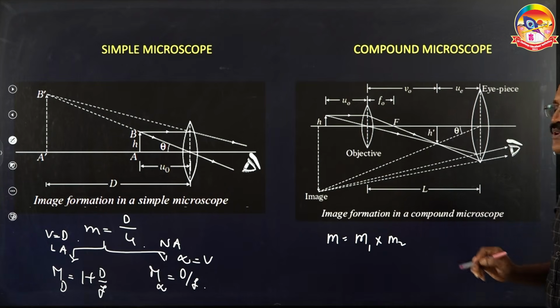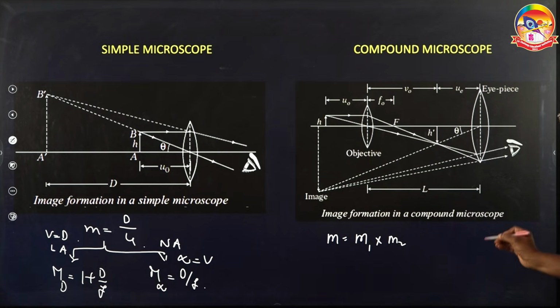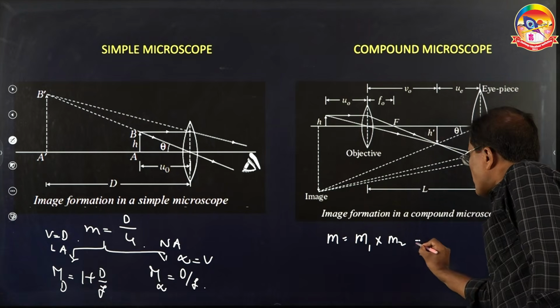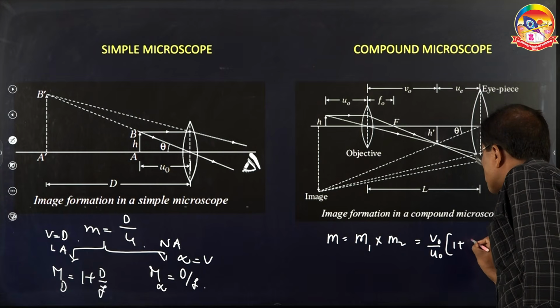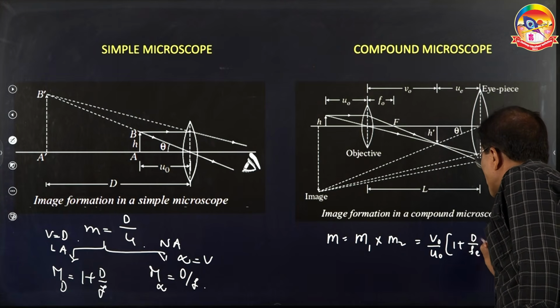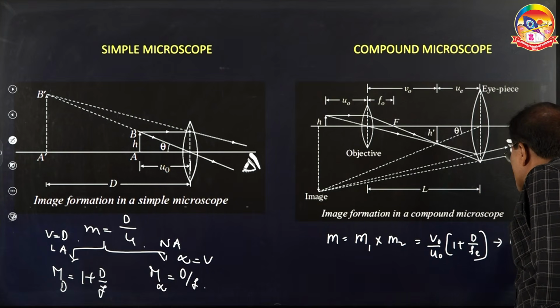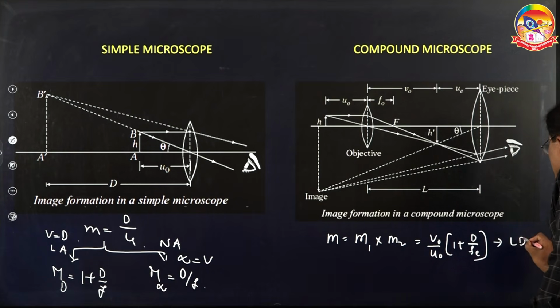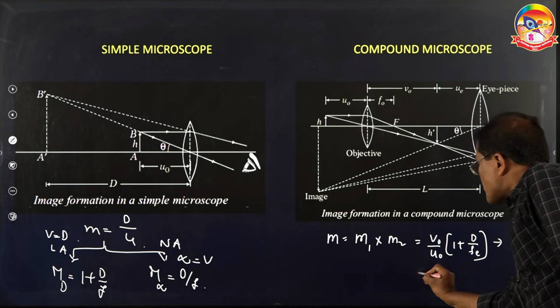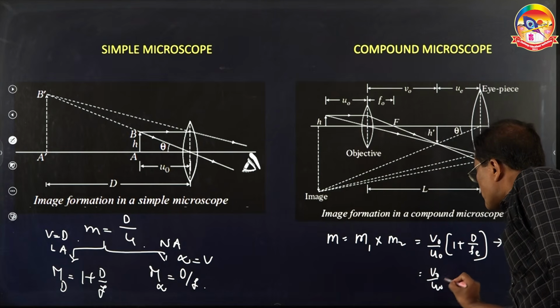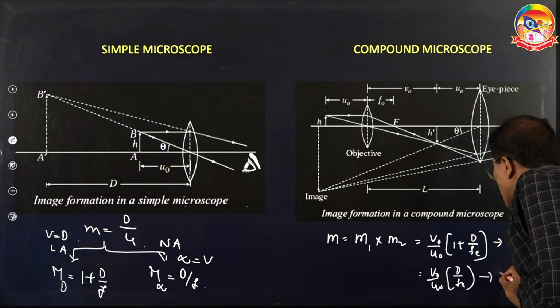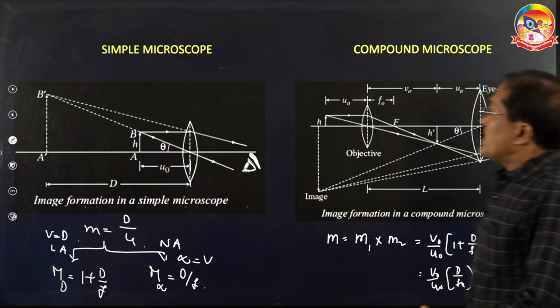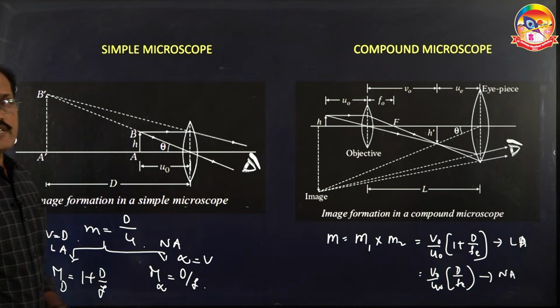Okay. For this we have certain formulas, and we can check how the image distance and all is determined. One of the formulas is VO by UO into 1 plus D by FE, when the image is formed at the least distance of distinct vision. This is the linear adjustment. Normal adjustment becomes VO by UO into D by FE. These are the simple microscope and compound microscope, children.